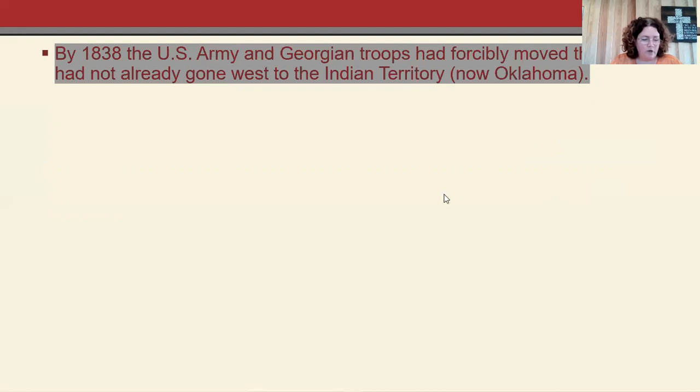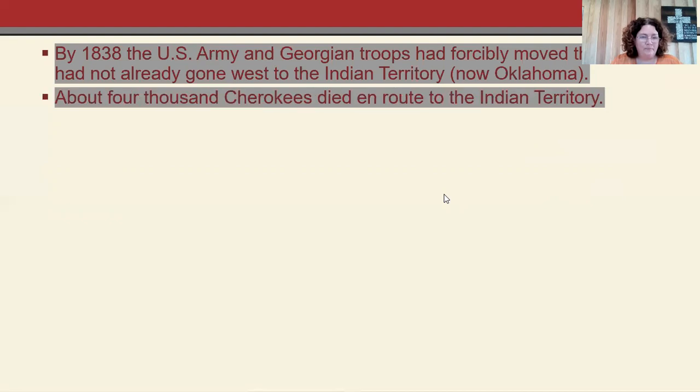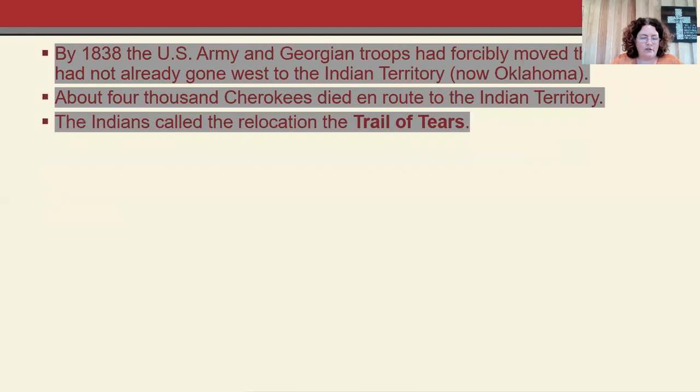The forced marches west began in summer, and sickness and drought killed many of the travelers. Several groups waited until fall, but heavy rains became a problem. Travel was difficult and food was scarce. As winter set in, frigid weather and bad water caused more disease. About 4,000 Cherokees died en route to the Indian Territory. The Indians called the relocation the Trail of Tears.